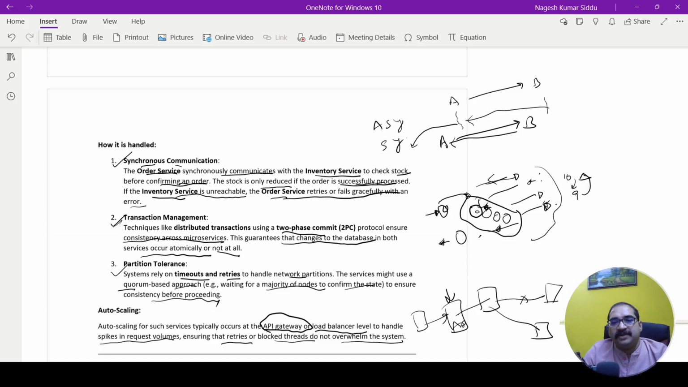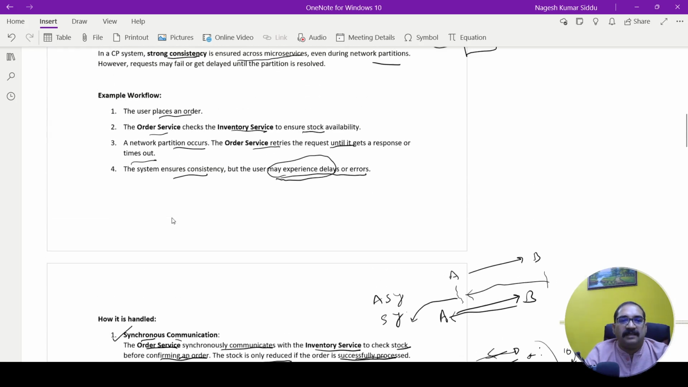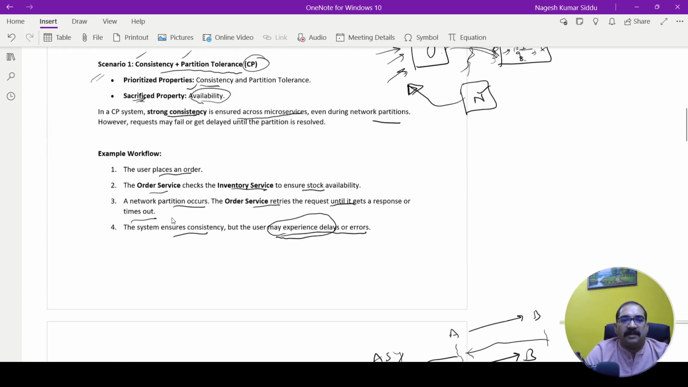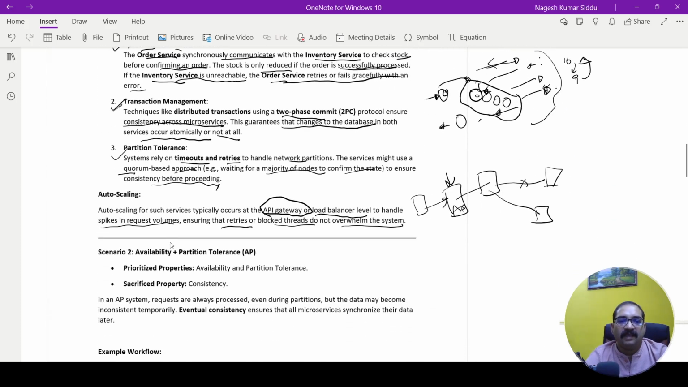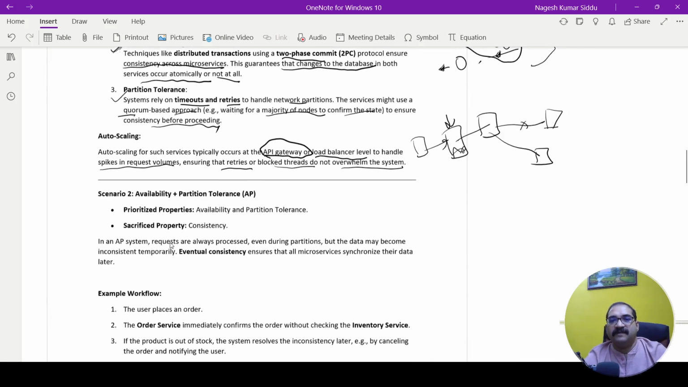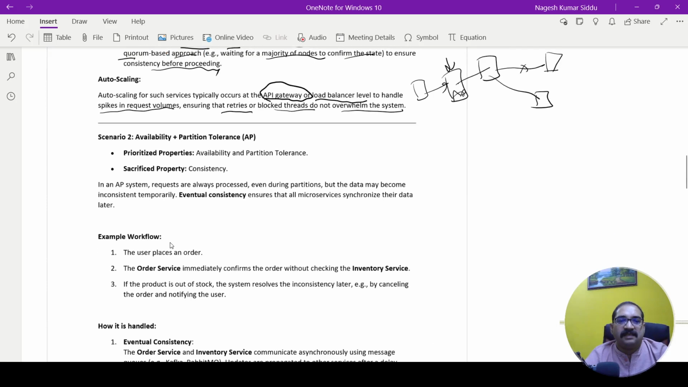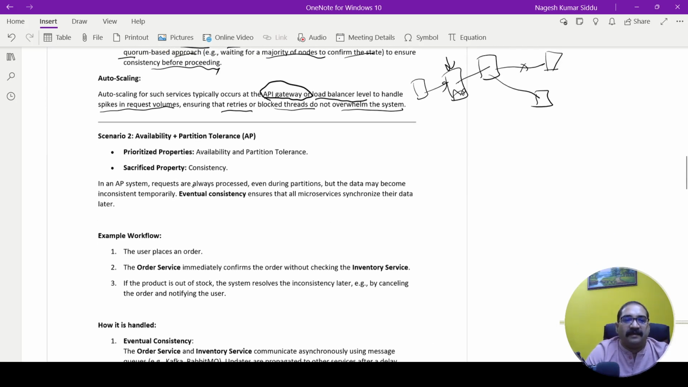So what we should remember is, in a system where we are prioritizing consistency and partition tolerance, the API gateway scaling needs to be understood, and how it should be scaled we should think about in our design. We should limit the number of requests we get into the system. Let's see the second example where we have availability and partition tolerance.